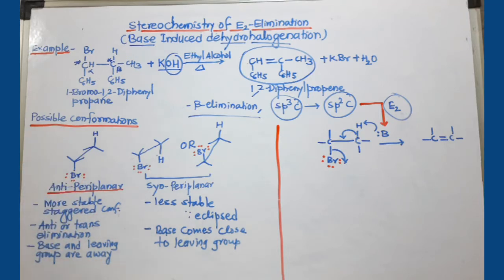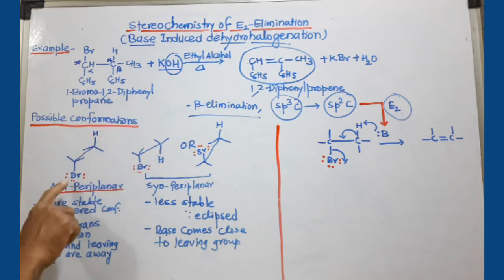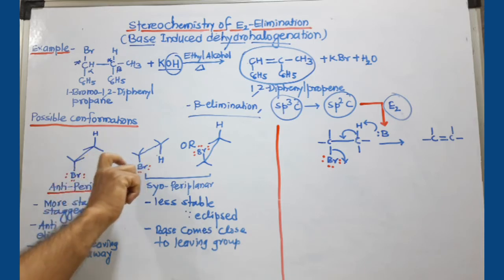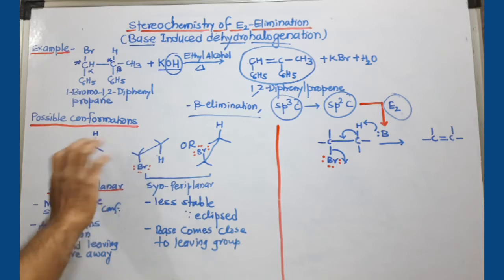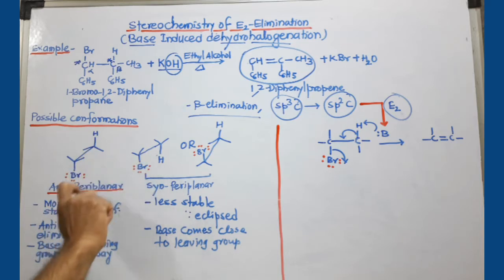So if this is preferred for the elimination, then this is called anti-elimination or trans-elimination, because hydrogen and Br are toward the opposite side of the molecule. Now one more thing I want to add here. Our base is also having a lone pair of electrons, and if the leaving group and base come close, then there is a possibility of repulsion between the lone pair electrons of this leaving group and the base.